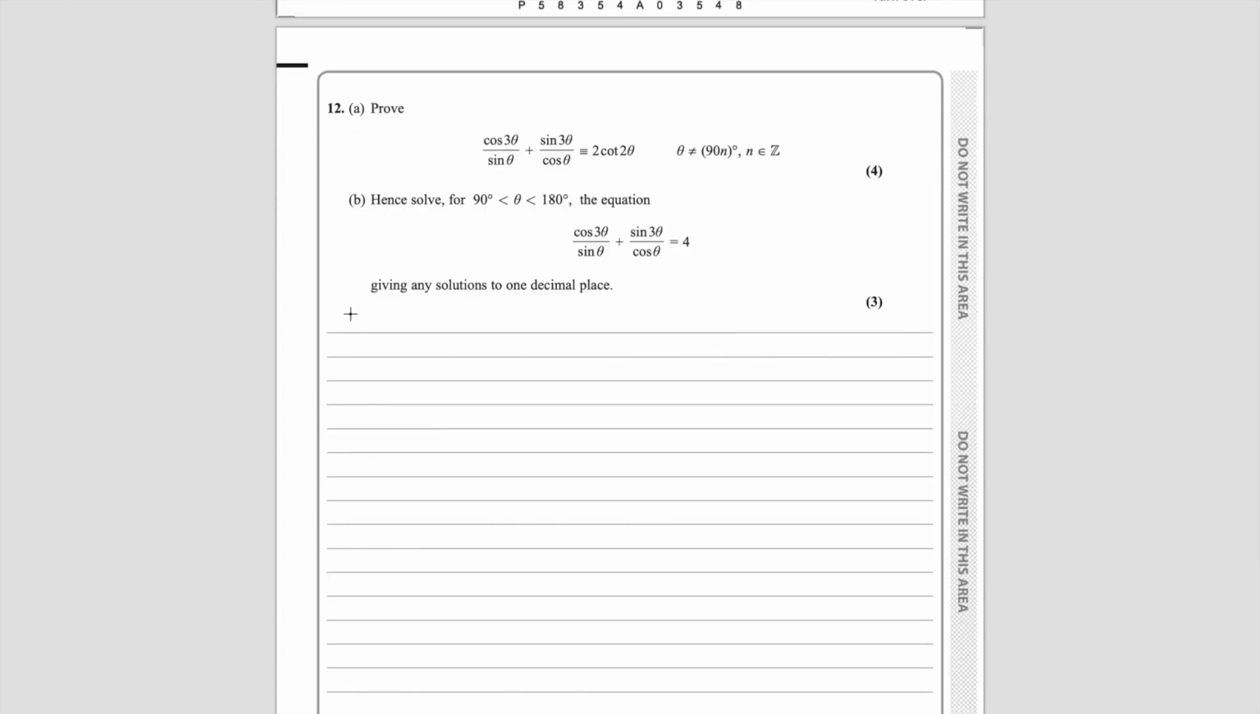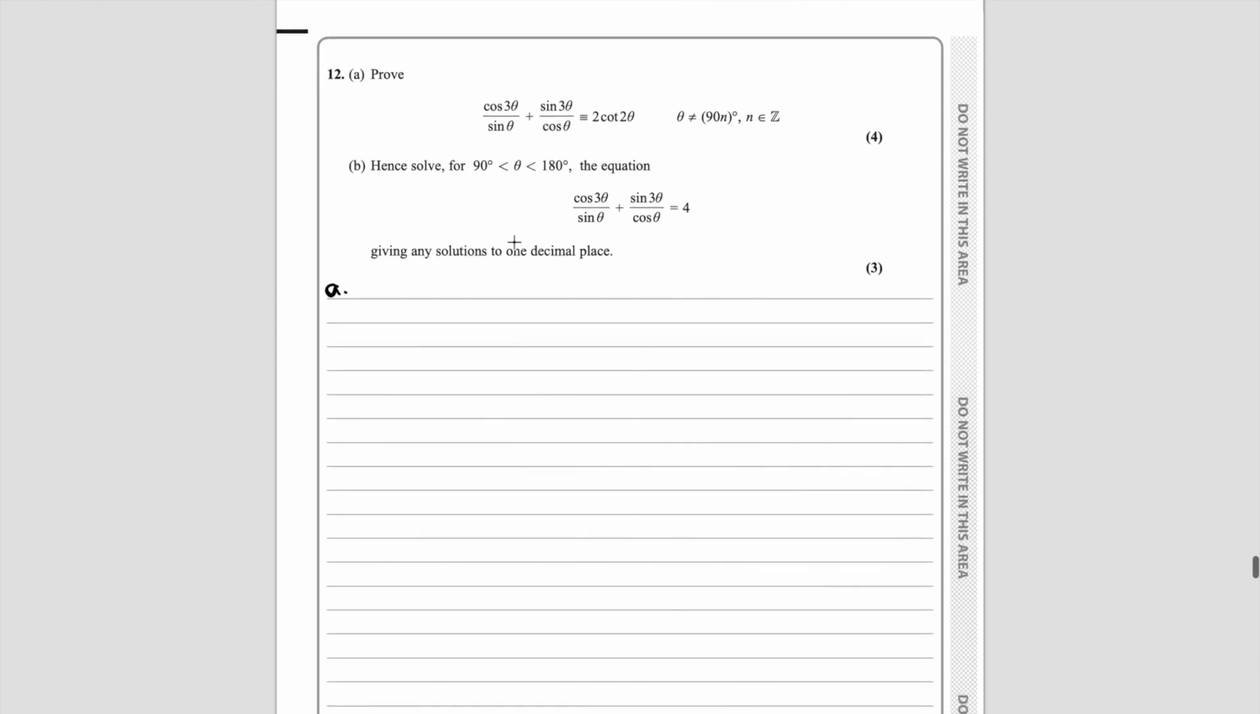For question number 12, we're given a really nice trig identities question. So we're given that cos 3 theta over sine theta plus sine 3 theta over cos theta is identical to 2 cot 2 theta. And for part A, we're asked to prove this relationship. So the way in which I'd approach this question is fundamentally to just add these fractions as you would any normal fraction.